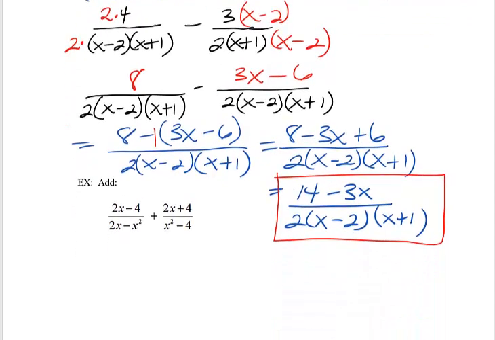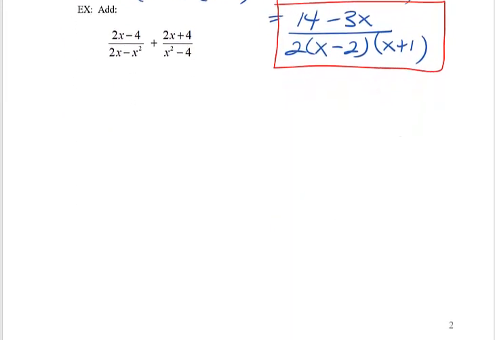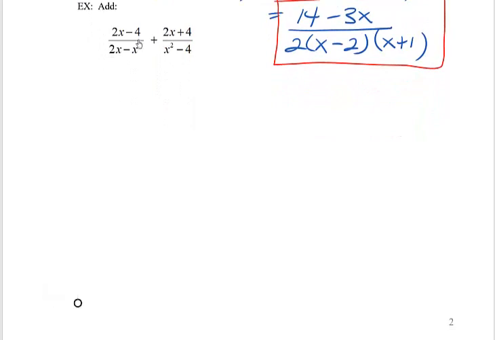Okay, let's try this second example now. Similar idea. We've got 2 rational expressions, 2 fractions that we're trying to add. The denominators don't match, so I'm going to have to find an LCD. I do that by thinking in terms of factors. Let's see. This first denominator, I have a GCF, an x that pulls out, leaving me with 2 minus x. The second one, I don't have a GCF. I do have 2 terms.